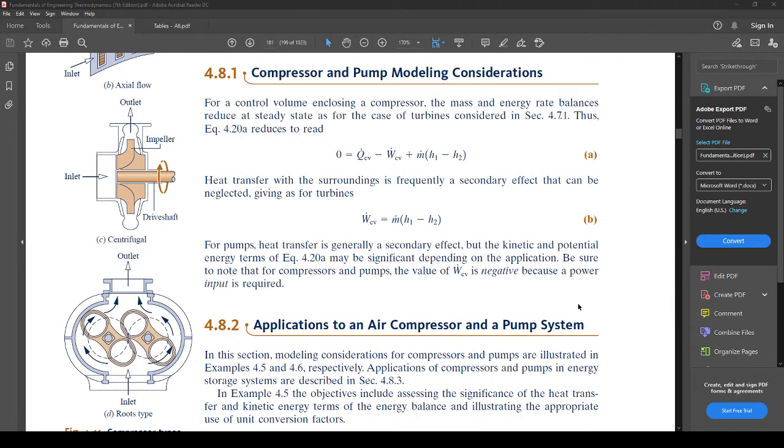And it says for pumps, heat transfer is generally a secondary effect, but the kinetic and potential energy terms may be significant depending on the application. Be sure to note that for compressors and pumps, the value of work CV is negative because a power input is required. I just said that.